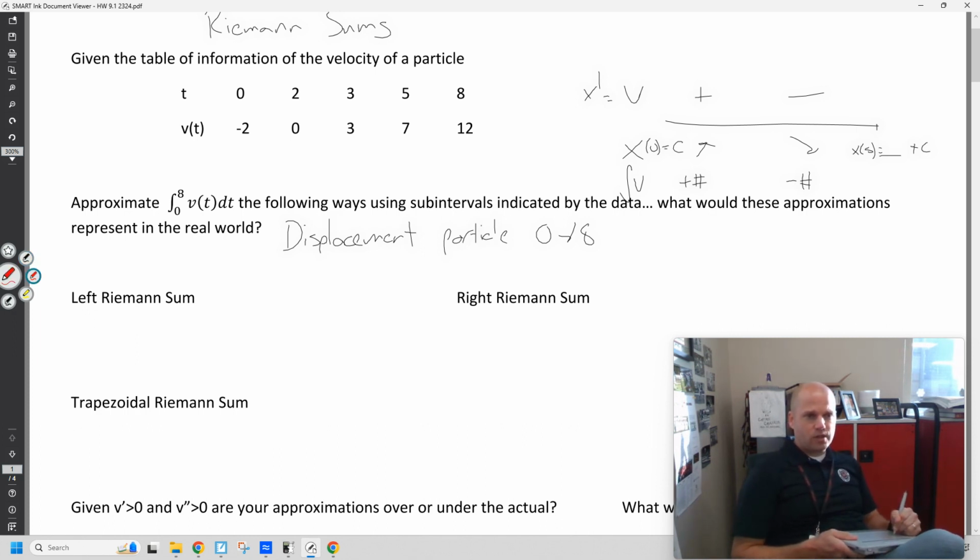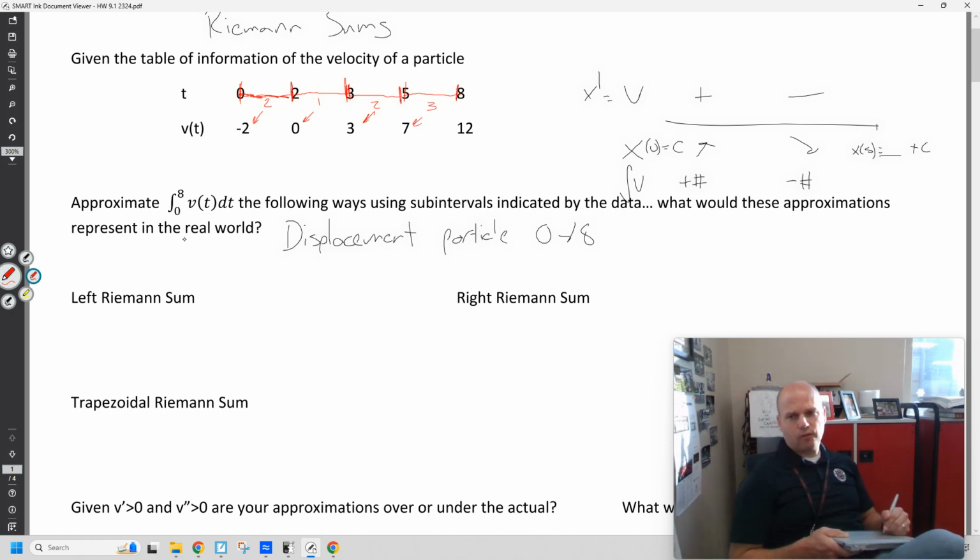So how do we do this? Well, we imagine that this is on a graph where we have a base of a rectangle. And then we choose different heights of our rectangles for our left Riemann sum and our right Riemann sum. This is a base of 2. I'm going to use a height of -2 for this first interval. This is a base of 1. I'm going to use a height of 0. This is a base of 2. I'm going to use a height of 3 on the left. This is a base of 3. I'm going to use a height of 7.